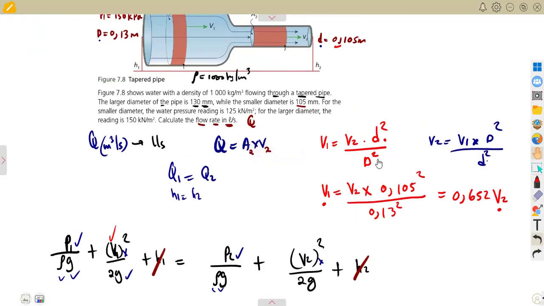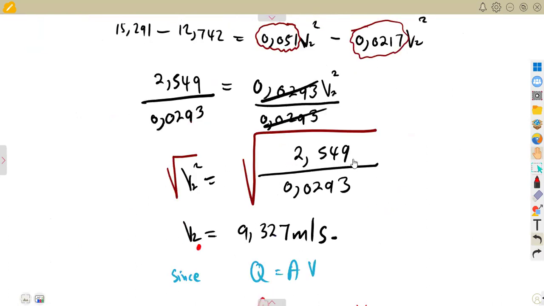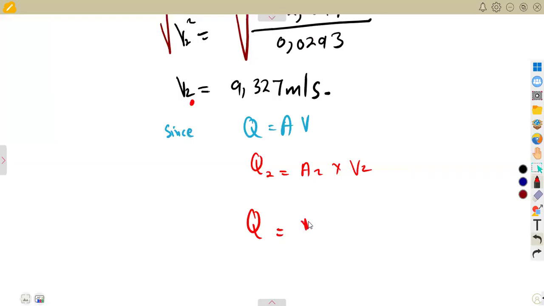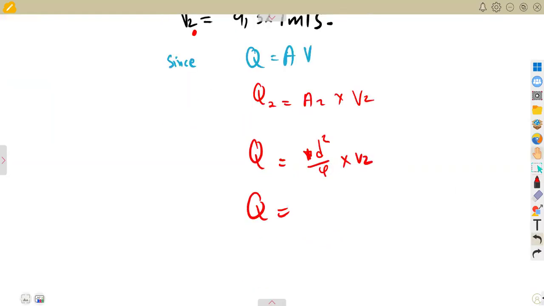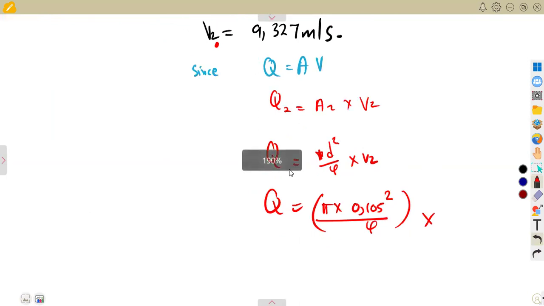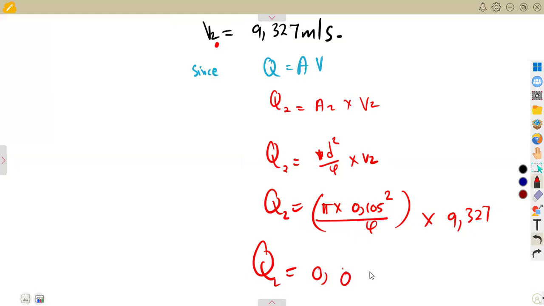So you have the diameter, that's our area. There is gonna be pi d squared, small letter d. The smaller diameter we are given, as we stated there, it was 0.105 squared over 4. All right, then you multiply by V2. Already V2 is there. So that means our V2 is 9.327. So this is going to give us the flow rate, which is Q2, which is equal to 0.0808 cubic meters per second.